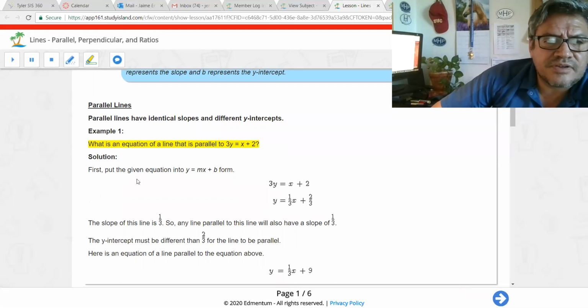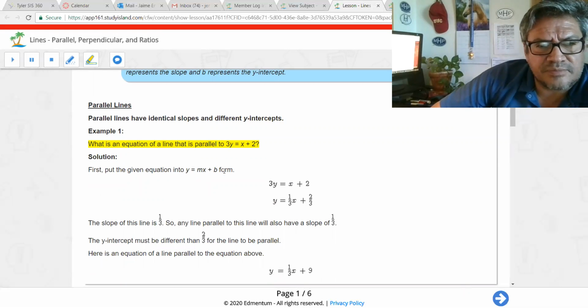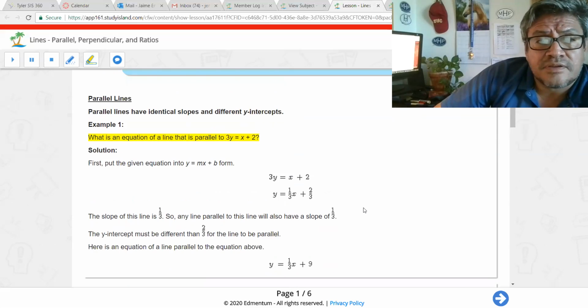So first, put the given equation into y equals mx plus b form. They go ahead and write the equation out. They divide out the 3, and the end result is y equals 1/3 x plus 2/3. The slope should pop out because there's the m value. It's 1/3. The slope of this line is 1/3, so any line parallel to this line will also have a slope of 1/3.